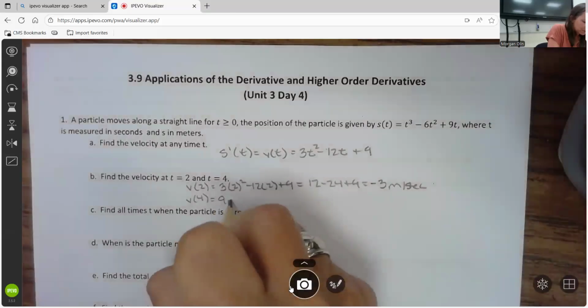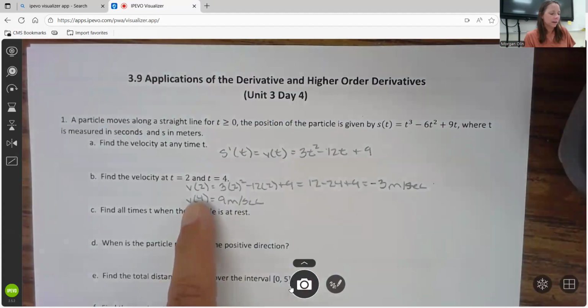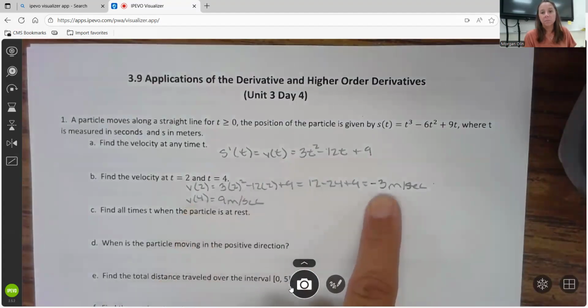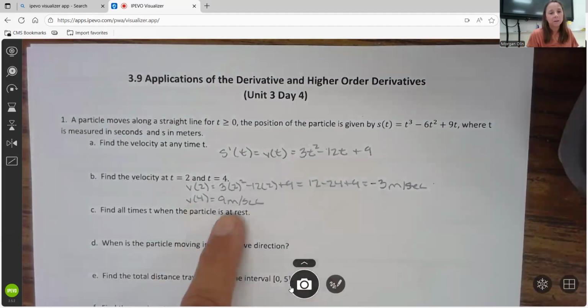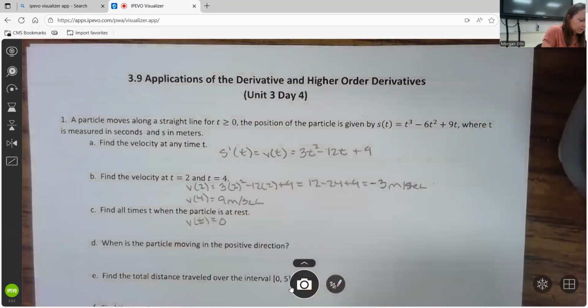It's also going to be meters per second. So you can tell that at 2 seconds the particle is going backwards at a speed of 3 meters per second, and at 4 seconds it's going forward at 9 meters per second. Now find all times t when the particle is at rest. When do we know a particle is at rest? It's when v of t equals 0.